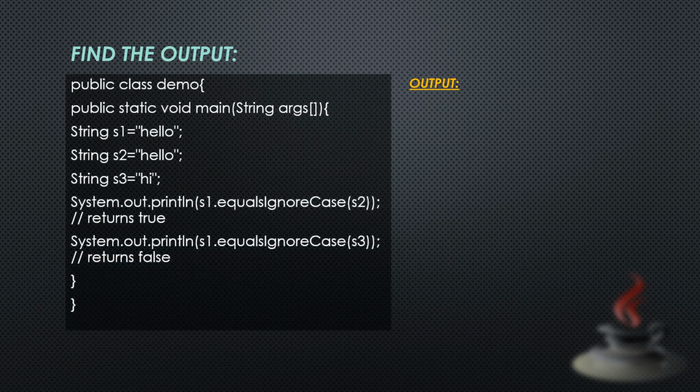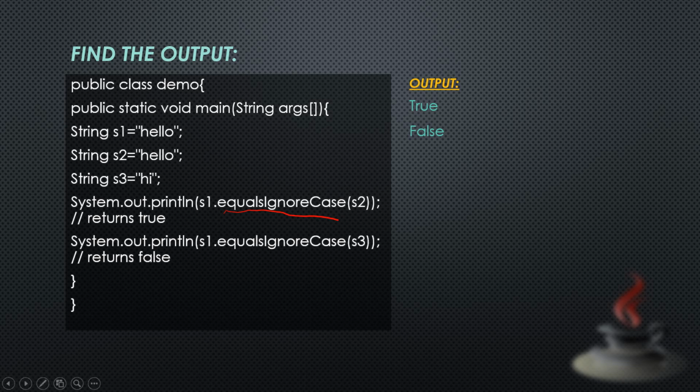let's go to my next problem, that is demo, string args, main method, then string s1 equals hello, s2 equals similarly hello, but s3 equals hi. Here I am using System.out.println s1.equalsIgnoreCase(s2), okay, and another one s1.equalsIgnoreCase(s3). What does the first statement return? True. Why? And the second statement returns false.